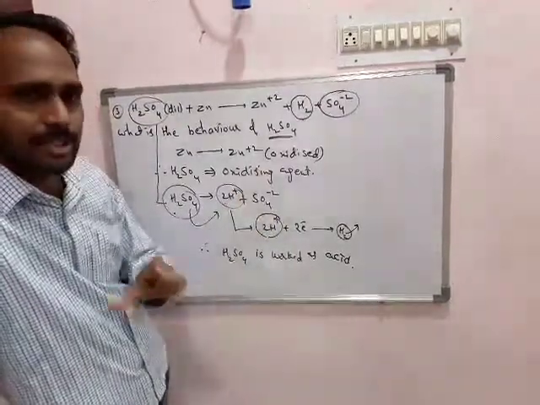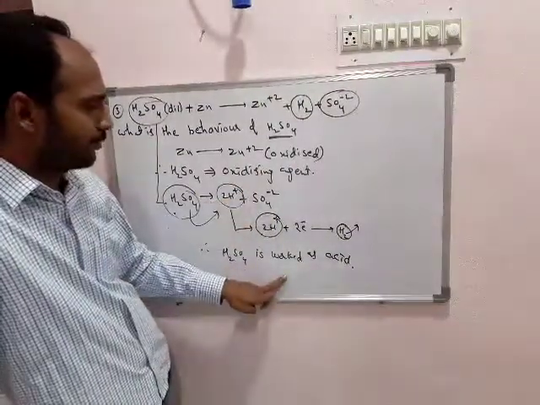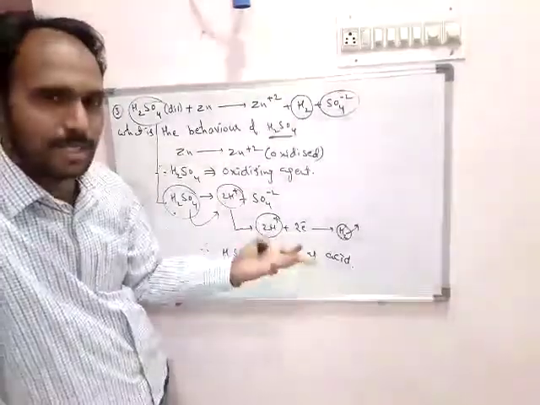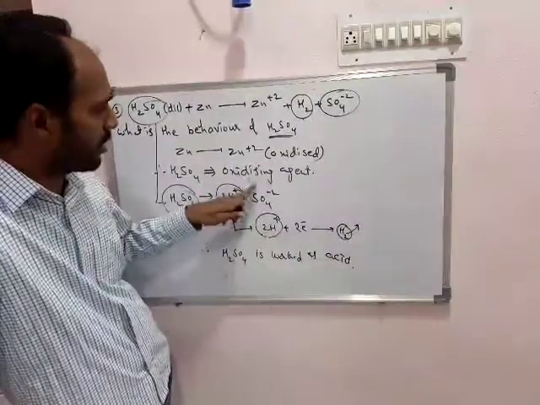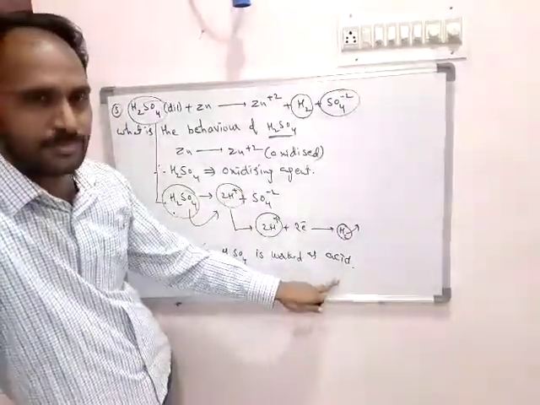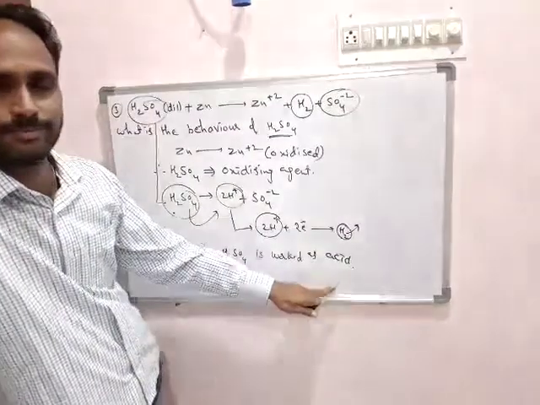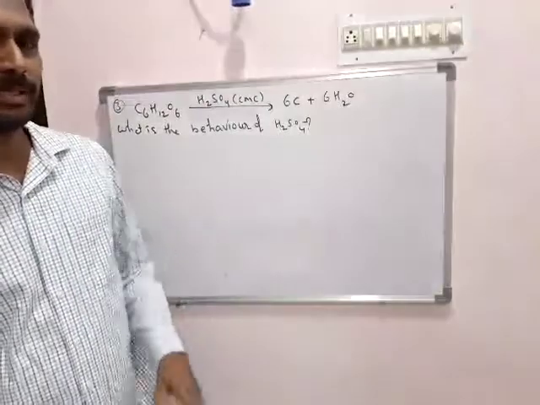It means in this reaction H2SO4 acted as both oxidizing agent and as acid. In the earlier problem it works as only oxidizing agent. But here in this problem it works as oxidizing agent and also works as acid. Okay. So see the similar other problem.